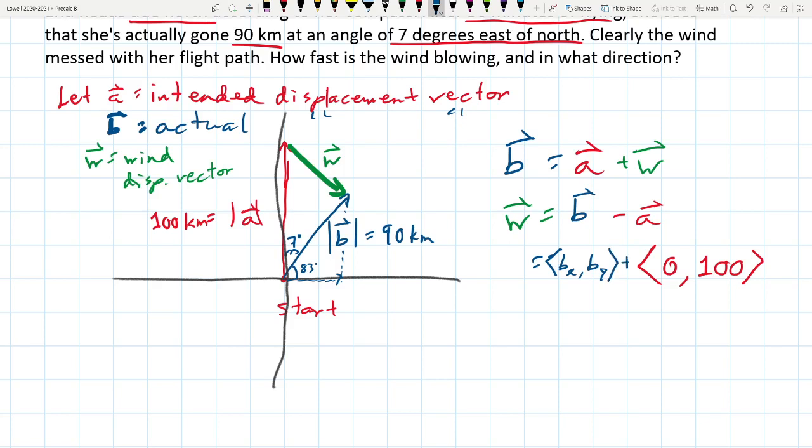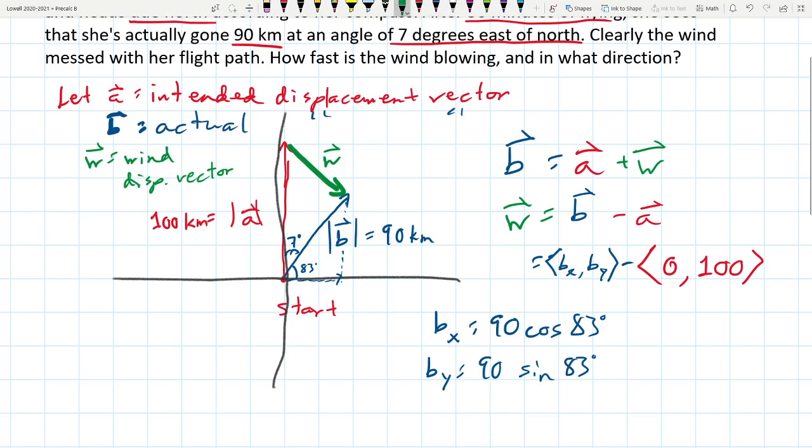So again, bx is just going to be equal to 90, the length of the hypotenuse, times cosine of the angle. So cosine of 83 degrees. And by is going to be 90 sine of 83 degrees. Okay. Sorry, this should be a minus sign right here. I apologize. Okay, so we can actually just run this calculation right now, and I'm going to just write it all out and then calculate it at the end.